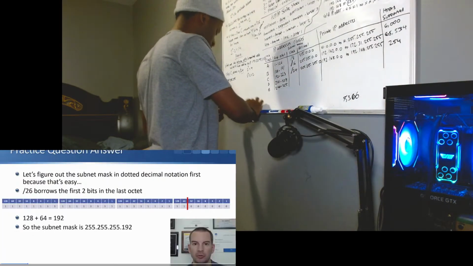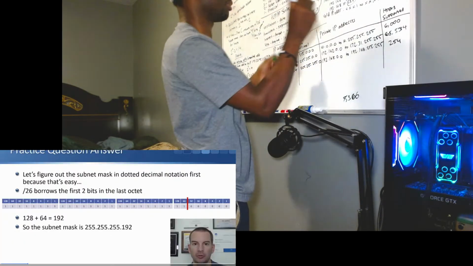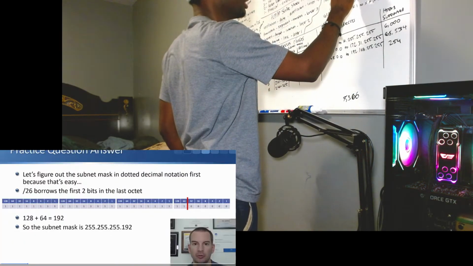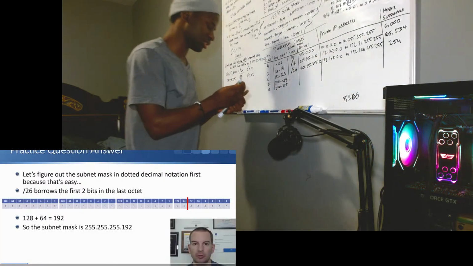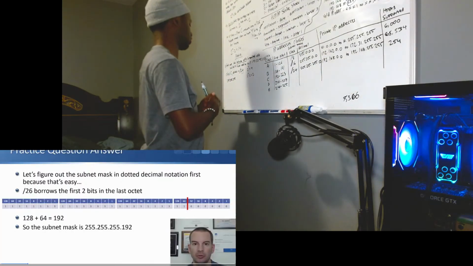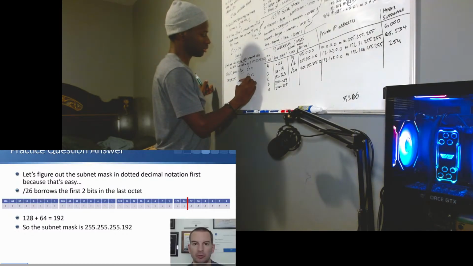Let me stop playing one. So we borrowed these 2, so that's 128 plus 64. So find the last octet: 128 plus 64, which should be 192.